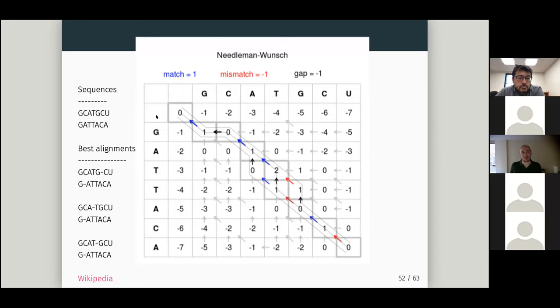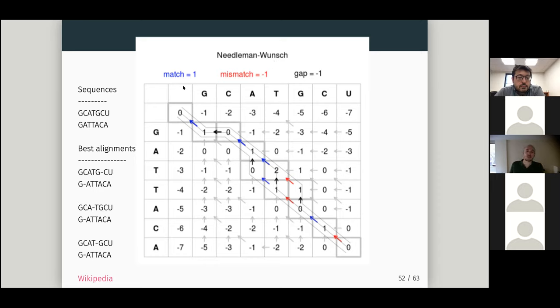I think it's a very nice exercise on how you actually do this from a table. So basically, if you have two sequences that you want to align, G, C, A, T, G, U, so this one here and this one here, and you want to find the alignment between them, you start to fill in this table with the numbers based on a certain set of rules. And after you've done that, you get the solution. You get the path through the table that leads you to the optimal alignment according to Needleman and Wunsch.